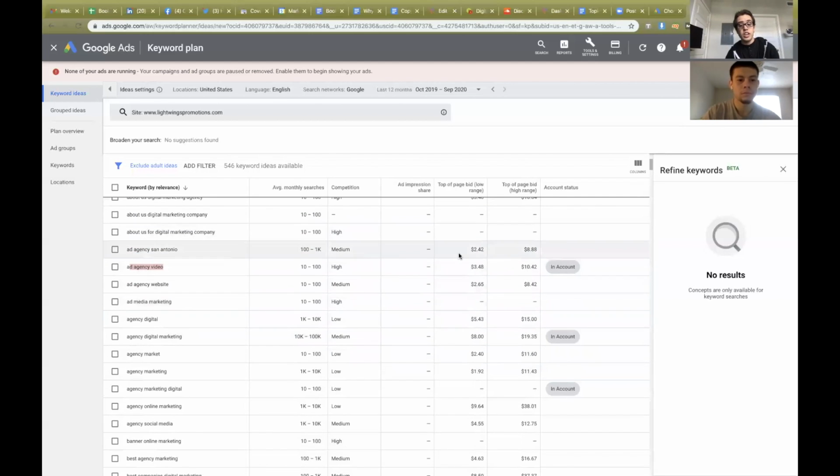And again, looking here, seeing that this is something that's on our account, something that we've been paying for. So it's got high competition, but low monthly searches. This is what I'm talking about in terms of going for the highly concentrated ad leads. This is for ad agency videos, people who are looking for video, and it's very highly specific.